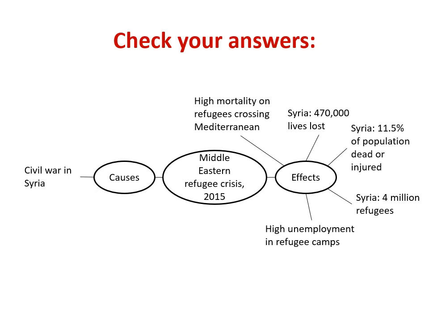High mortality on refugees crossing the Mediterranean. In Syria, at least 470,000 lives lost, and that figure's fairly out of date now, actually, so it's probably a lot higher than that. Syria, 11.5% of the population either dead or injured. Again, that number will have probably gone up by now. 4 million refugees. Again, I'm sure that number has gone up by now. And high unemployment in refugee camps as another consequence.